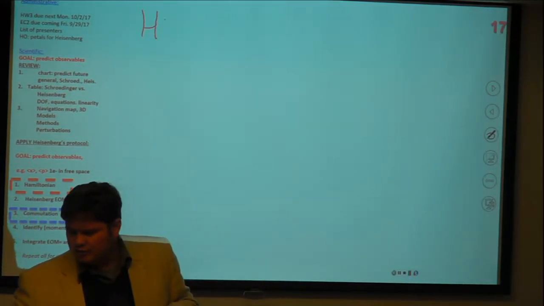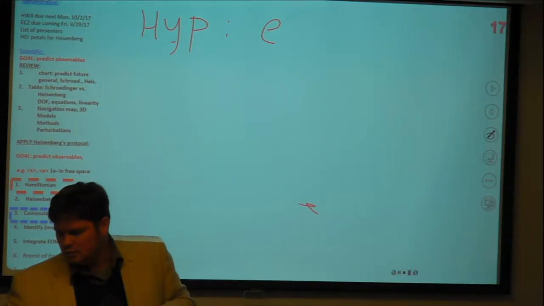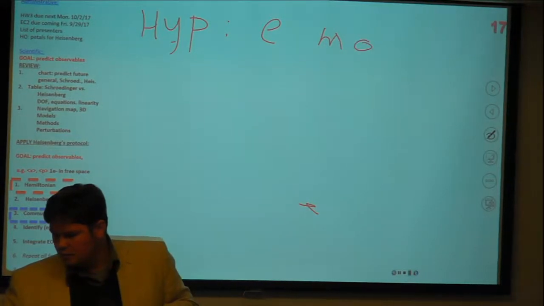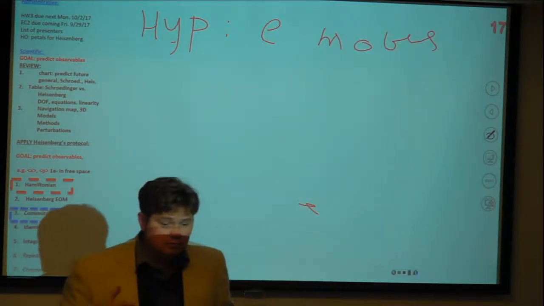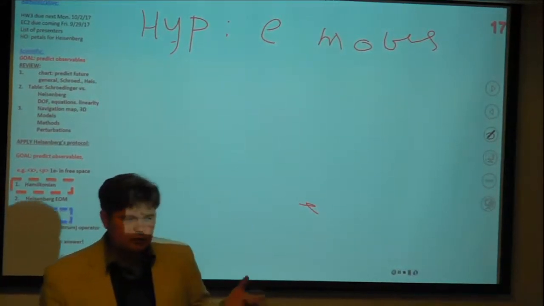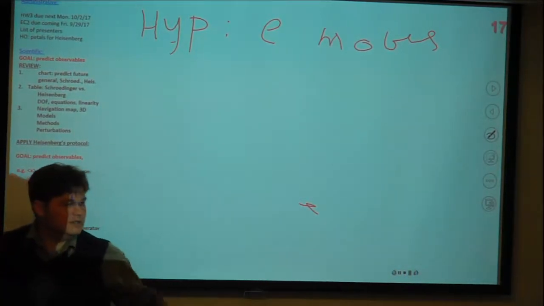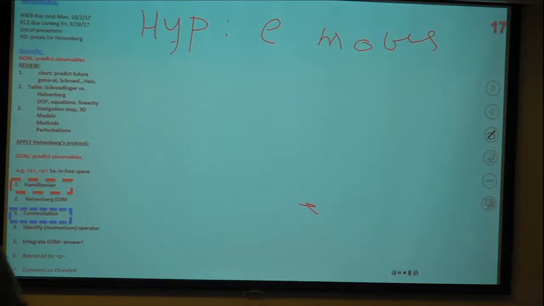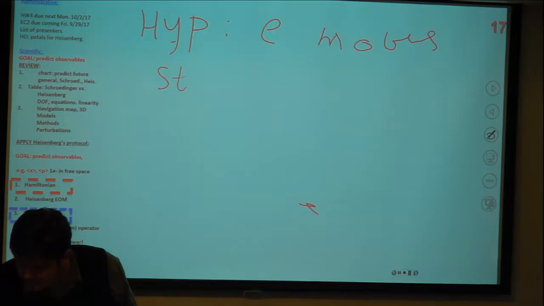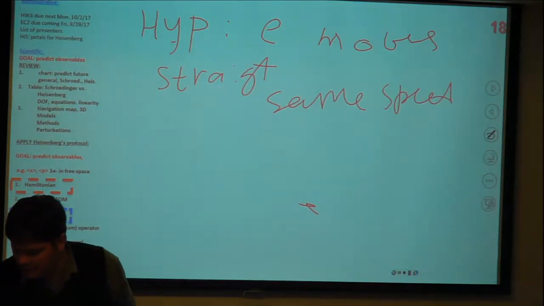Our hypothesis is to check that the electron moves along a straight line with the same velocity, right? How to say it in one word? Is there inertia, or can we just say straight line, same speed, in free space?